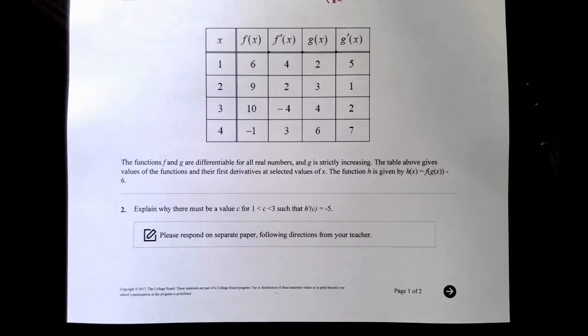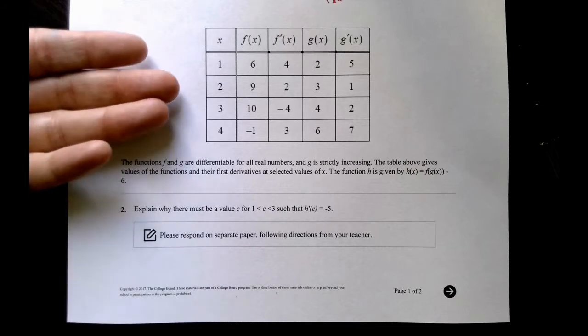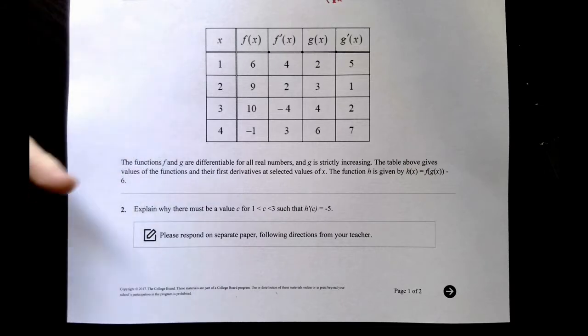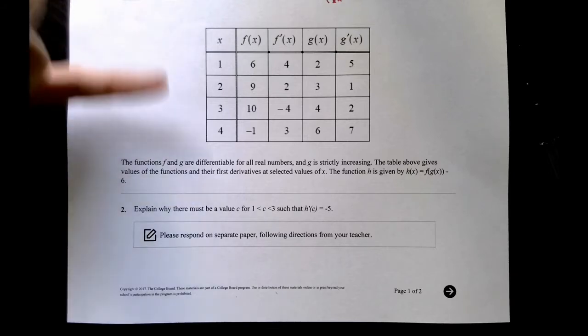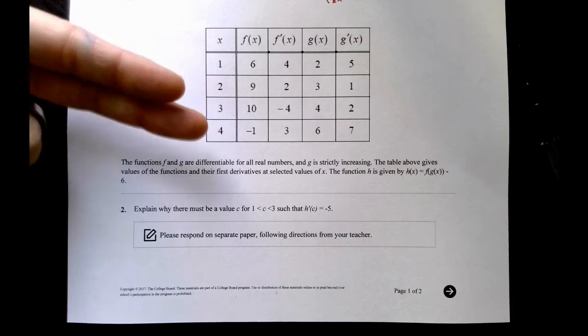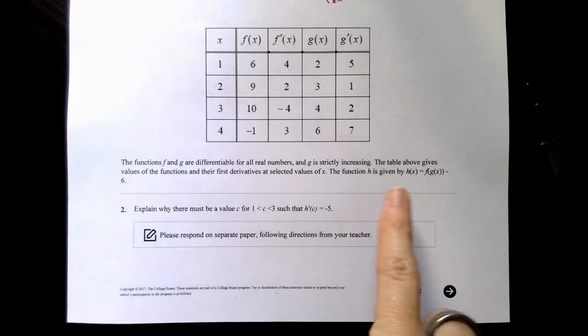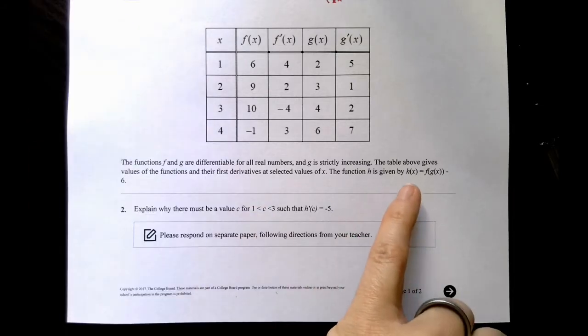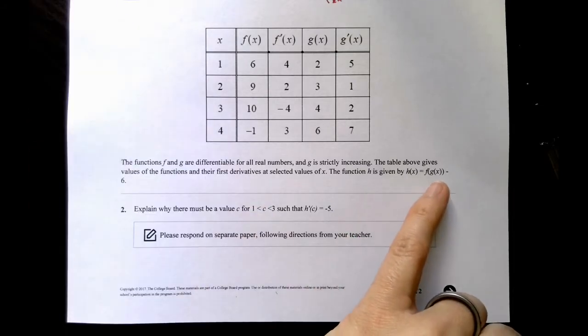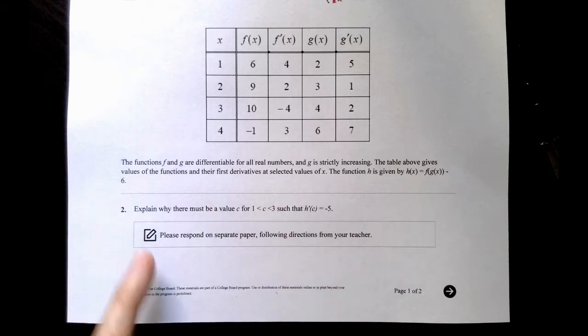Let's go ahead and look at another example. So here we have a table. We're told that the functions f and g are differentiable for all real numbers and that g is strictly increasing. So the table above gives values of the functions and their derivatives at selected x values. And they tell us that h is defined by h of x equals f of g of x minus 6. So it is a composite.